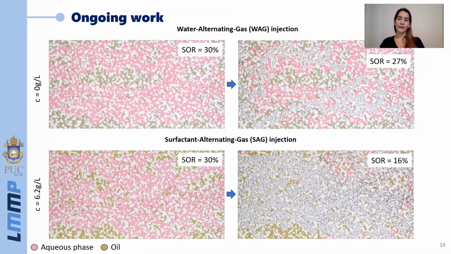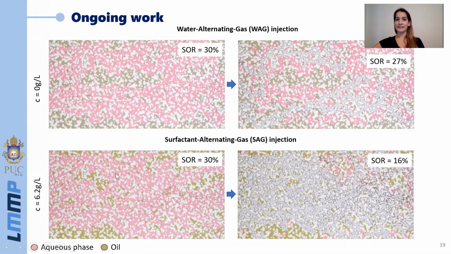Another ongoing work is a three-phase flow. So first we saturate the device with an oil phase. Here the oil phase is dyed in brown. Then we displace the oil using an aqueous solution. In the first case it is water, so no surfactant is added here. In the second case, we added surfactant, the SDS, 6.2 grams per liter.